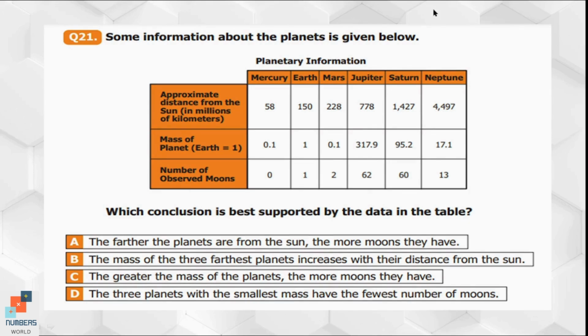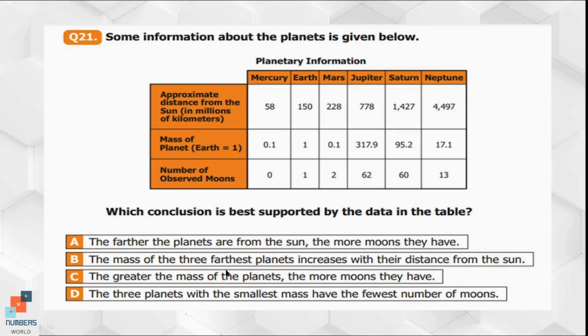So if we look at the table, the planets' names are Mercury, Earth, Mars, Jupiter, Saturn, and Neptune. Right now, Neptune is not part of the planets, but still we are going to follow the table. Option A, the farther the planets are from the sun, the more moons they have. That is not correct because according to the table, Neptune is farthest from the sun, but still it has fewer moons as compared to Saturn and Jupiter.